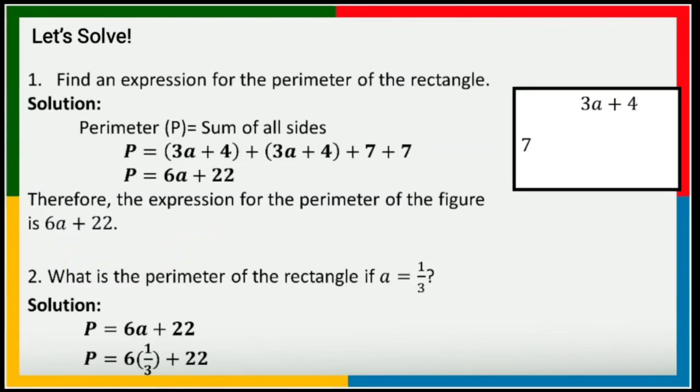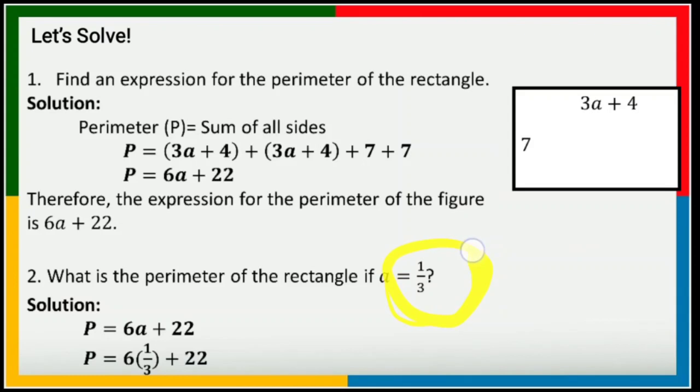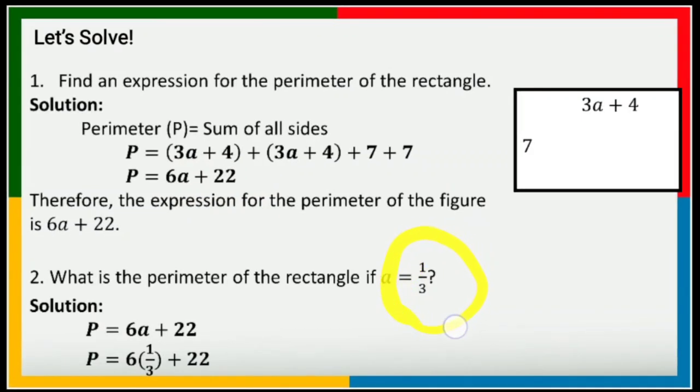Now, what if we have this question? What is the perimeter of a rectangle if a is equal to 1/3? What if the value of a is 1/3? What you are going to do is use the obtained result in number 1. So 6a plus 22, wherein we have to substitute a by 1/3.